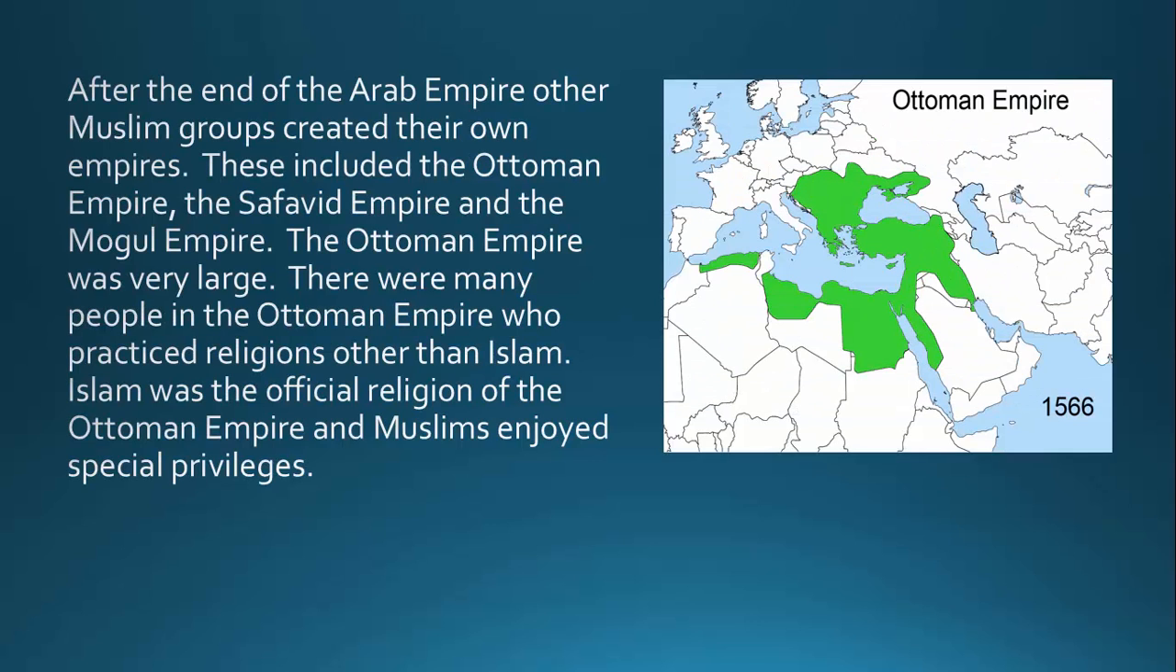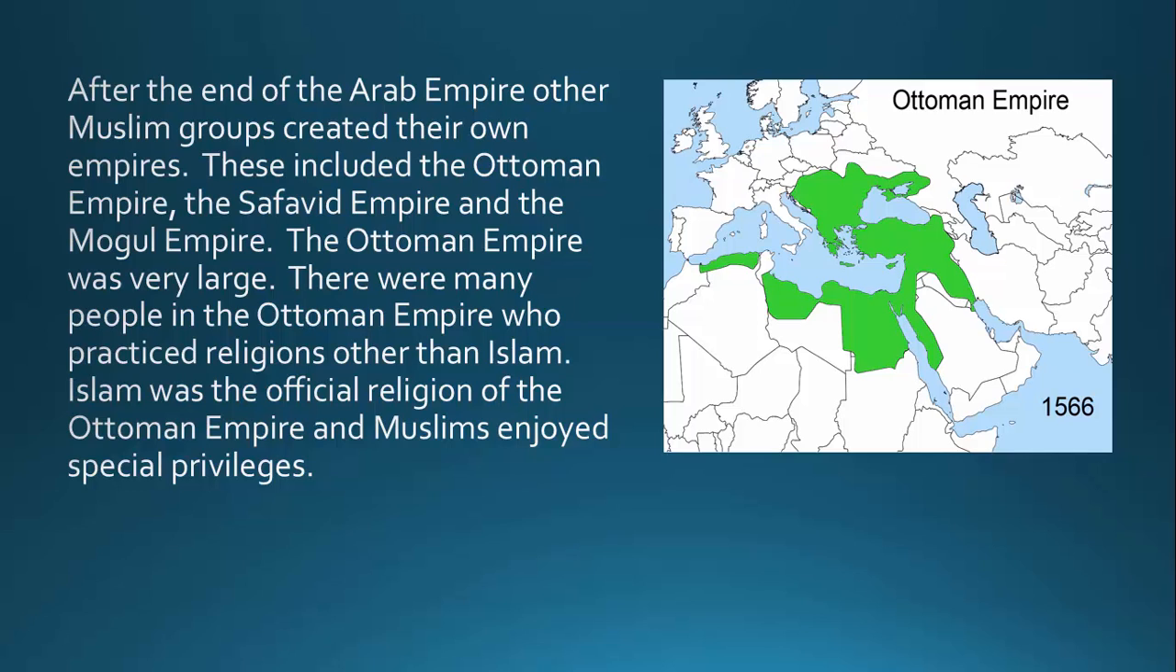After the end of the Arab Empire, other Muslim groups created their own empires. These included the Ottoman Empire, the Safavid Empire, and the Mughal Empire. The Ottoman Empire was very large. There were many people in the Ottoman Empire who practiced religions other than Islam.